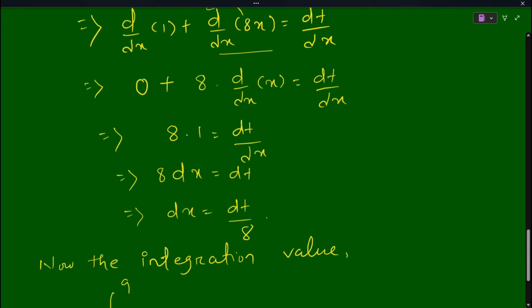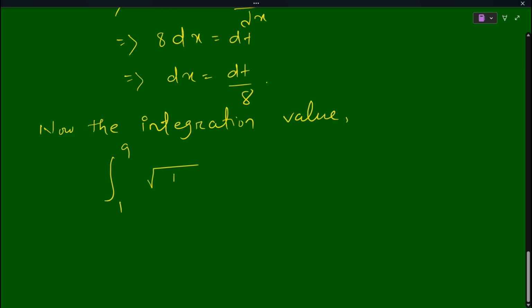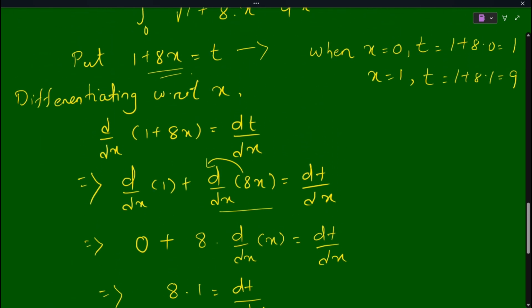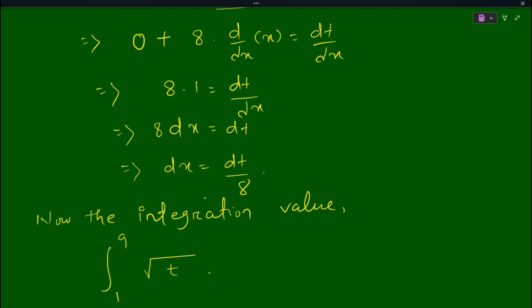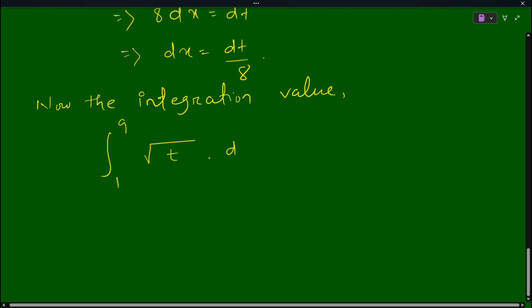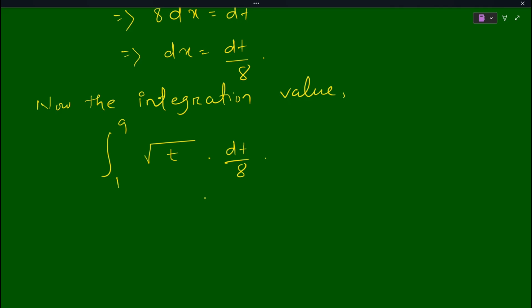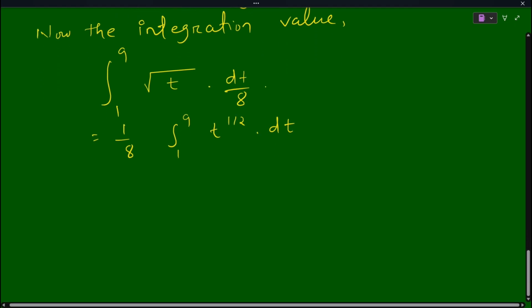Then this 1 plus 8x is t, so this value will be root t. Then the next term is dx. What is the value of dx? The dx value is equal to dt by 8. Okay, so use this value. So this is dt by 8. Now see, this 1 by 8 is a constant and has no role in the integration, so we'll take this outside. And what is the value of root t? Root t is t to the power half.